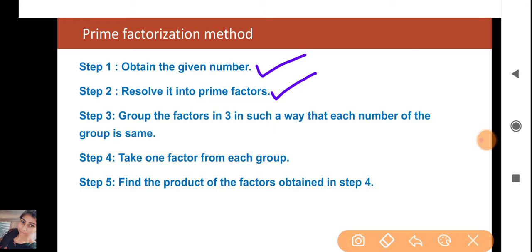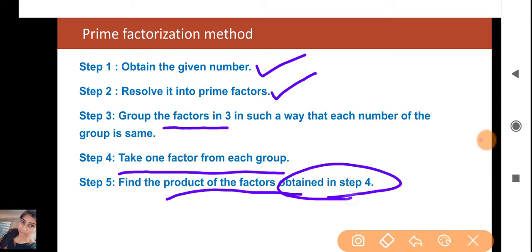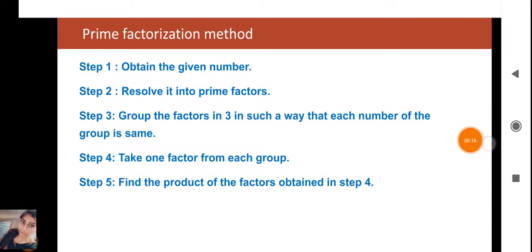The third one is group the factors in such a way that each number of the group is same. We need to split those numbers into groups of three numbers. Then take one factor from each group, and suppose you are making two such groups of three factors, then from each group you are supposed to take one factor. The next is find the product of the factors that you found in step 4. So now let us understand this, then you will understand more clearly.